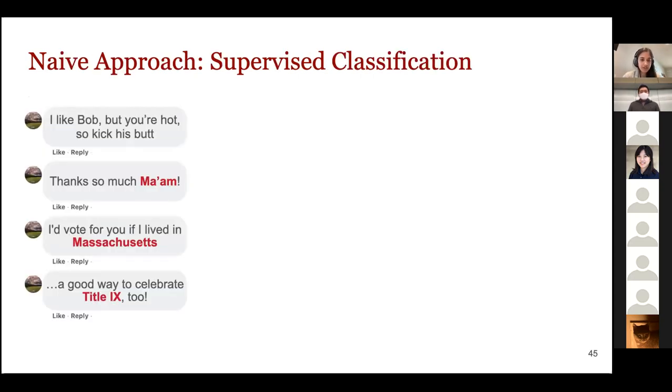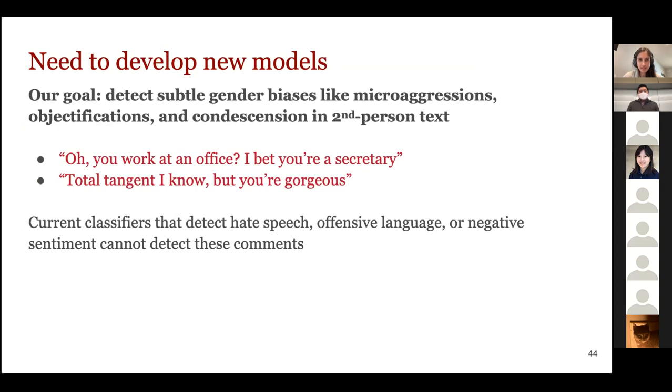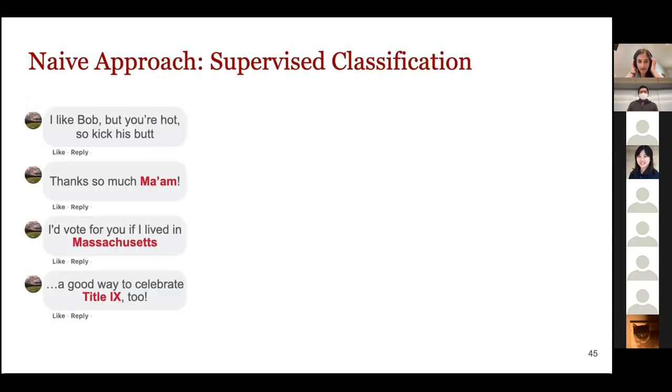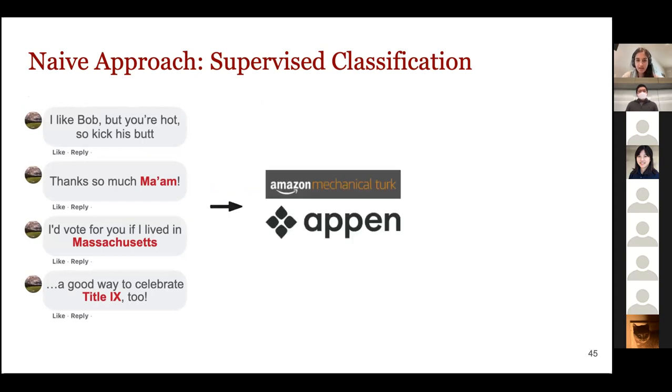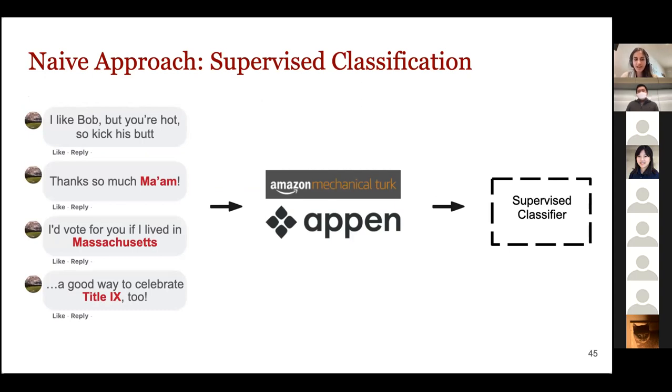So even if we can't take an existing, say, hate speech classifier to detect subtle things like microaggressions, we might be able to take a classic NLP pipeline approach. What that would look like is we scrape a bunch of data, we crowdsource some annotations, and then we train a supervised classifier to detect comment is biased or comment is not biased. And this actually relates directly to the question that someone asked earlier. Why might we think that this might not work that well in this setting?